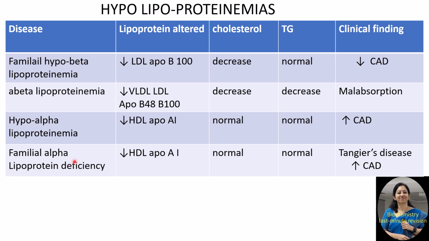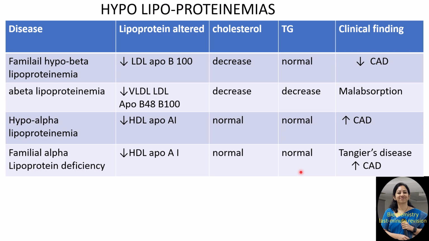Similarly, familial alpha lipoprotein deficiency is also characterized by decreased HDL and ApoA1. Total cholesterol remains normal, triglycerides remain normal, and this familial alpha lipoprotein deficiency has been observed on an island in Northwest Africa known as Tangiers Island. The disease is named after that island where the maximum number of individuals with familial alpha lipoprotein deficiency were encountered. So it's also known as Tangiers disease. This predisposes young children to the development of coronary artery disease.